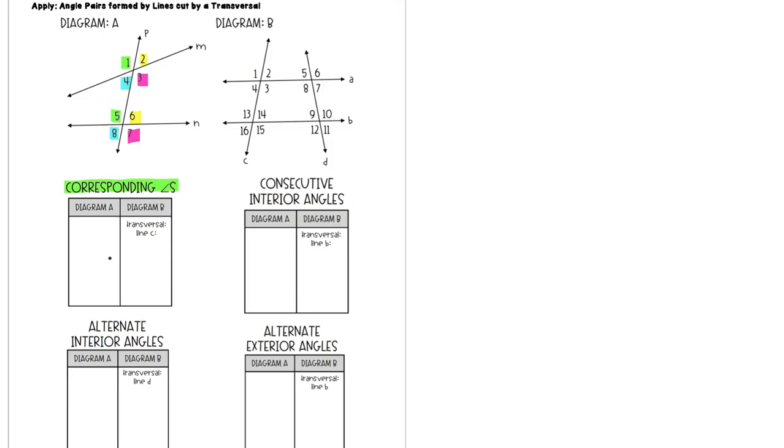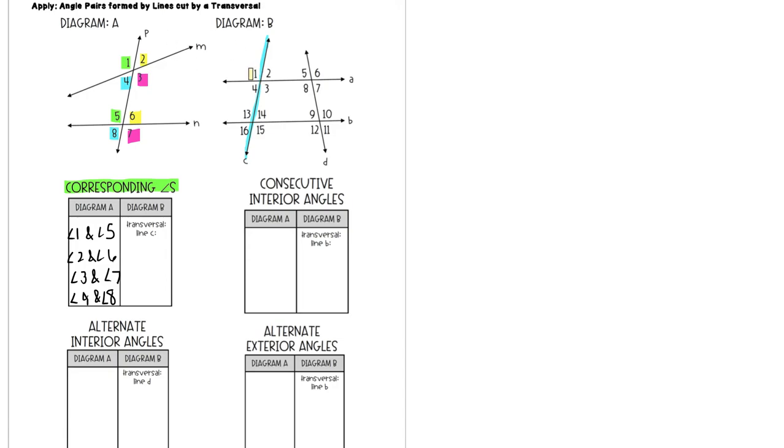So we could just write that as angle 1 and angle 5, angle 2 and angle 6, and so on until we've listed all of the ones that are corresponding in this diagram. Now in the second one, it says look at diagram B for the transversal C. So we're saying that this time our transversal is this line C, and we're looking for corresponding angles.